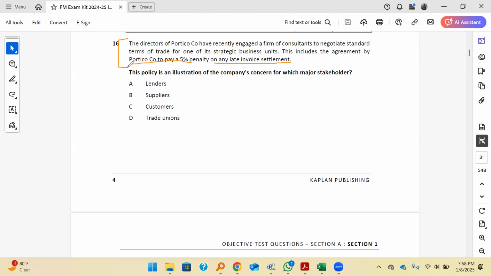So Portico is a company. So which invoices does it settle? Suppliers' invoices. So when the company basically sells to Portico, or when Portico buys from that company, then that company may be worried that Portico is not going to pay them on time. So if they are paying them late, then they are saying, let us put that Portico pays 5% penalty. So this is actually for the supplier's benefit. Okay.